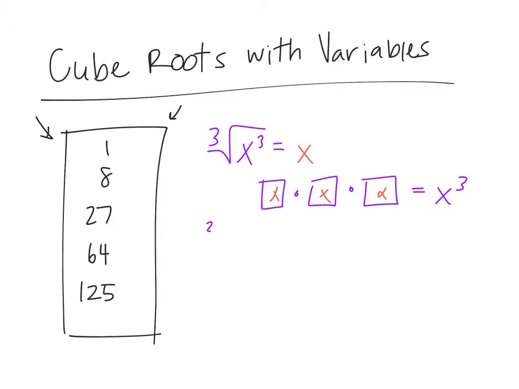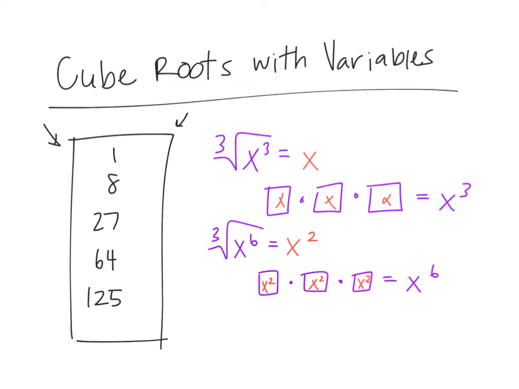Okay, let's say I was doing the cube root of x to the 6th power. Again, they all have to be the same number, so what number times what number times what number is going to give you x to the 6th power? x squared times x squared times x squared. So the cube root of x to the 6th power would be x squared.